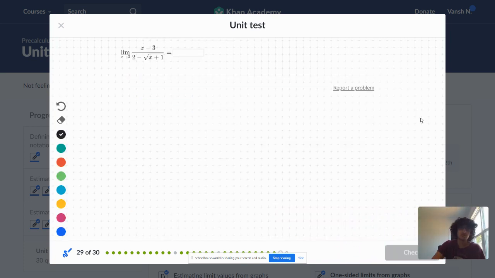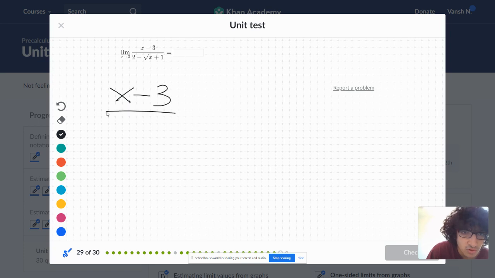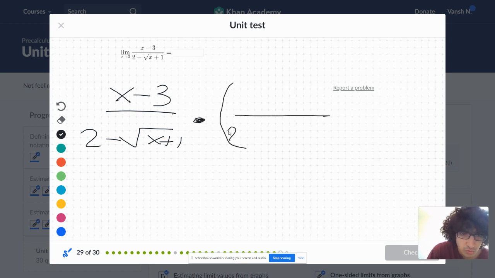Okay, let's just see. When you plug in, I think we'll get 0 over 0, an indeterminate form, not intermediate form. So x minus 3 over 2 minus root x plus 1. Let's try the conjugate, 2 plus root x plus 1.